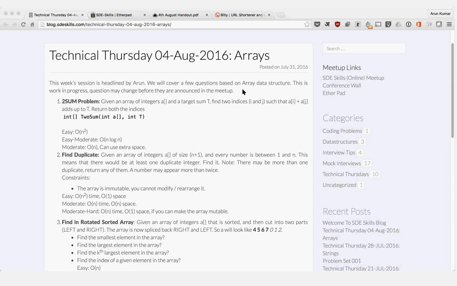So you're saying someone has a solution for the easy to moderate, that's O of n log n? Well, I had order of n, but it uses more space. Yeah, that's fine, that's the moderate solution. Yes, I have the order of n, but it can use extra space. And I can describe the solution.